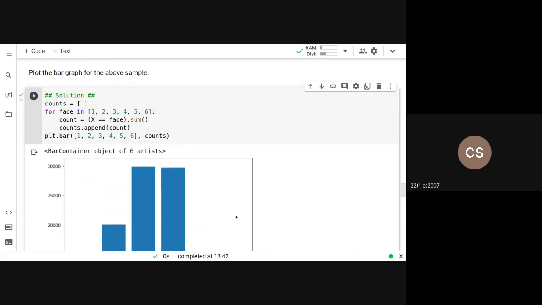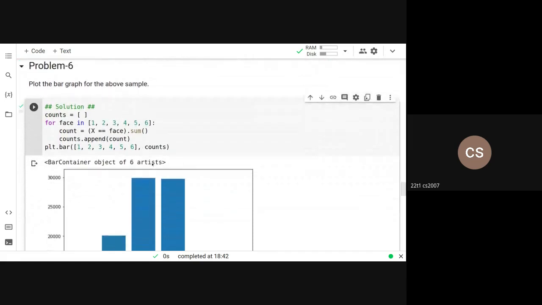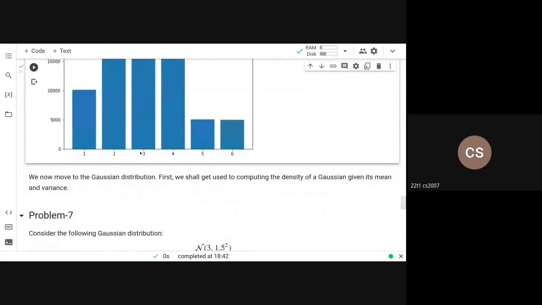Okay, so that is problem 6. Any questions so far?